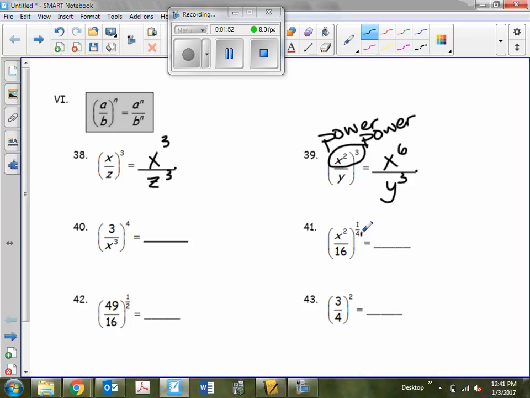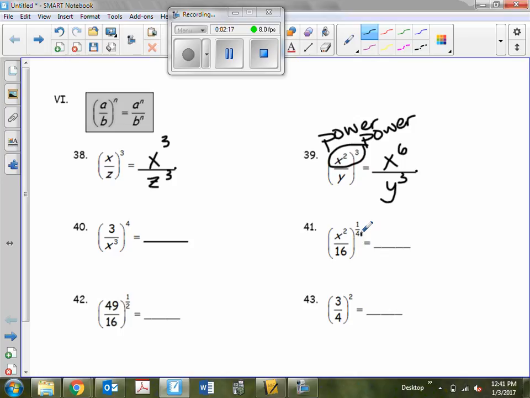Now number 40, we're going to do the exact same thing. We are going to distribute that 4 to the 3 and to that x to the 3rd. Now a lot of people won't distribute it to the 3 because they think they don't need to since it's just a number. Well, actually you still need to do that. So you still need to distribute that 4 to both the numerator and denominator no matter what it is.